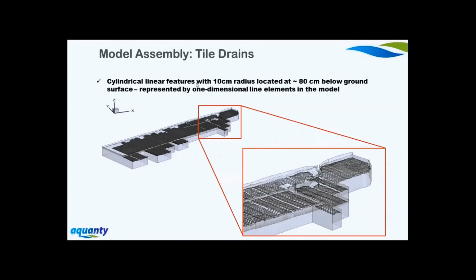We also discretely represented tile drains within this model. In fact, there are 27,000 individual one-dimensional line elements discretized into the model as tile drains, so this is a very high level of detail for tile drain modeling. Generally, tile drains are homogenized into the model domain with some simplification practices, but here we've incorporated them all discretely.